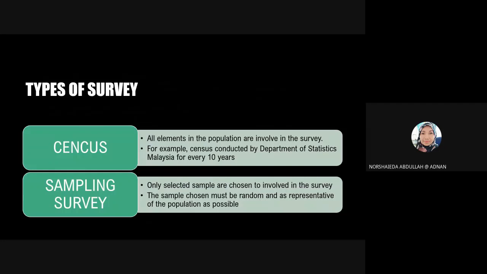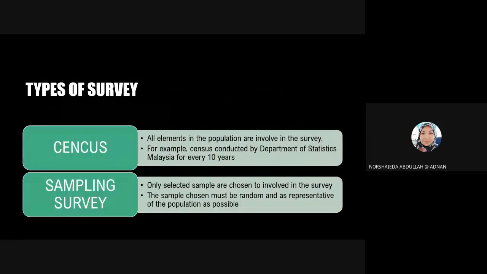Okay. So that's why we study statistic, because even we just study the sample instead of the whole population, we want to make sure that the sample selected it can represent the whole population and the data is a good data with no bias and so on. Okay.